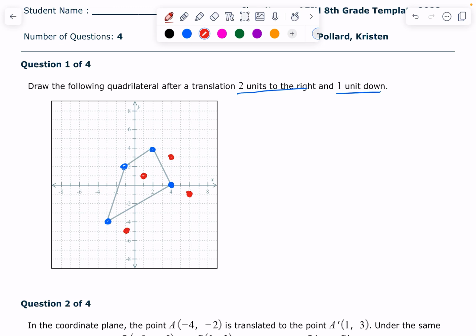And then I'm just going to reconnect the dots. Try and draw a straight line. And there's my new figure. So I translated the shape. I moved it somewhere else. The shape stayed the same size and the same shape. It's just in a different location.